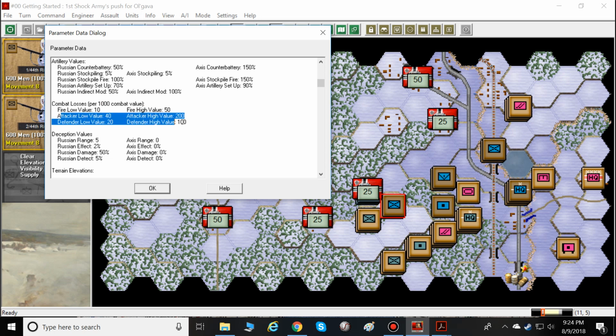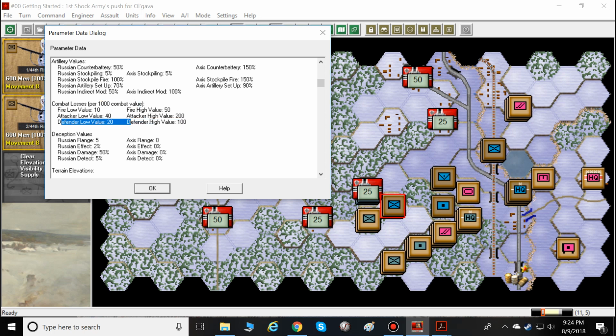But the most important thing I want to show you is the attacker low value and the defender low value. These are the numbers that are used for assault combat. You can see the attacker has a much higher loss value than the defender. So if you're attacking equally, if you are just as strong as the enemy, you're going to take twice as much damage as they are going to receive. The attacker loss value is going to be between 40 and 200, assuming 1,000 combat value. Again, we're not going to have that high of value. We'll talk about that in another episode.